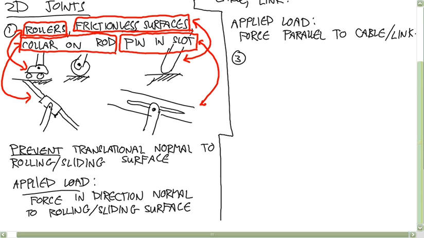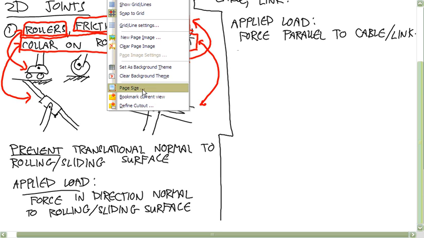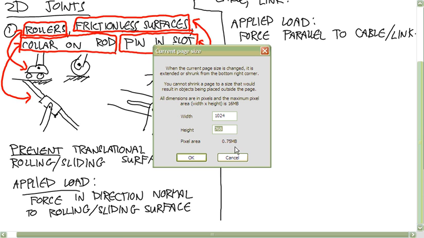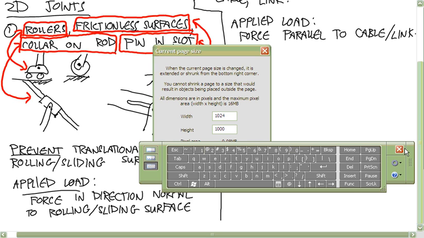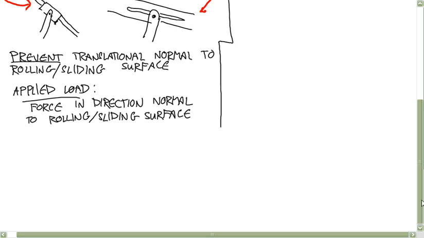Oh, actually, will you go back to your notes? On all of these, I want to just say how many variables we need to represent these. So go back to the rollers, frictionless surfaces. Okay, so with that first one, sliders and everything, pin in a slot, we have a force acting in one direction. So how many variables do you need to represent that?